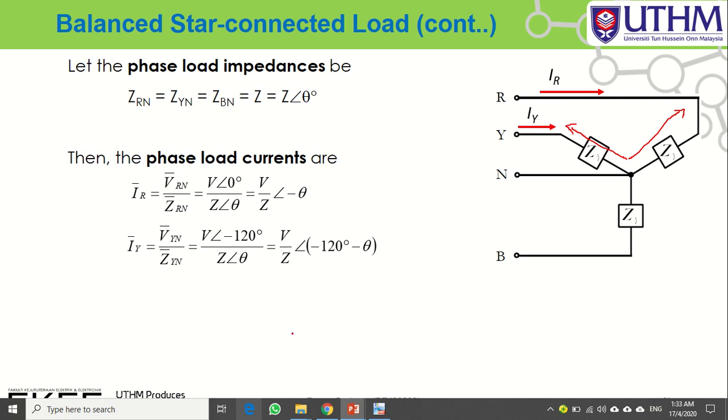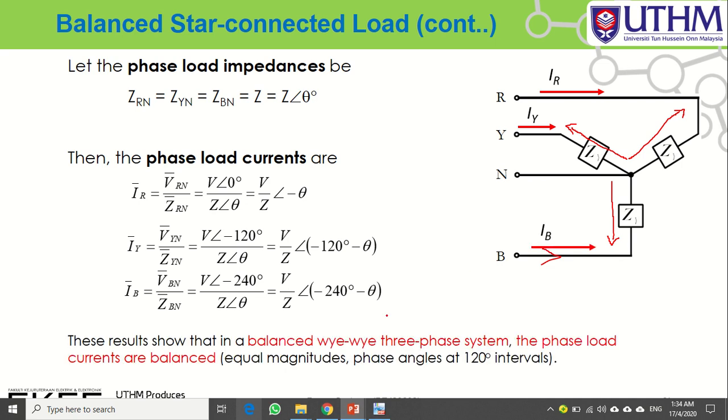And then similarly for IB, IB equals VBN divided by Z. So you get the current IB.